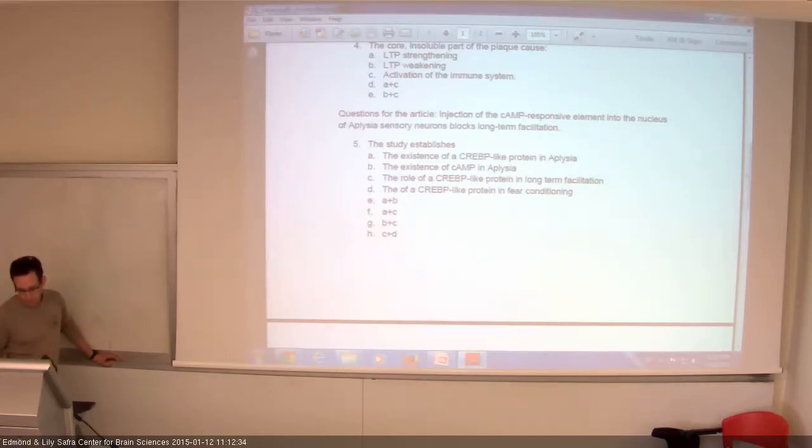Okay, they have not made any new evidence about cyclic AMP in Aplysia, and C is also wrong for the role of the CREB-like protein in long-term facilitation. There was no such conditioning experiment there, although in Aplysia it's a bit controversial, but never mind. A and C are true. So that means F.